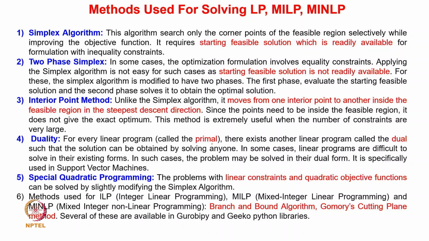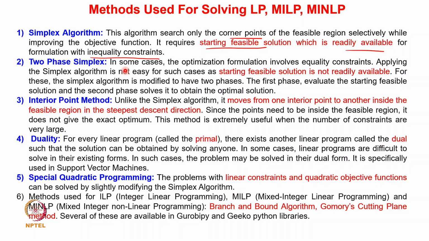So just to summarize this, the simplex algorithm is used for solving linear programming. This algorithm searches only the corner points of the feasible region selectively, improving the objective function. It requires a starting feasible solution, which is readily available for formulations with inequality constraints. So whenever we have equality constraints, in that case we use the two phase simplex method, where one phase is used for obtaining the feasible solution, and then that feasible solution is used in the second phase to solve the usual optimization problem.